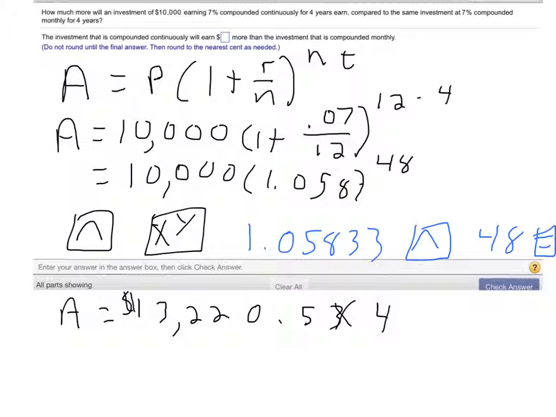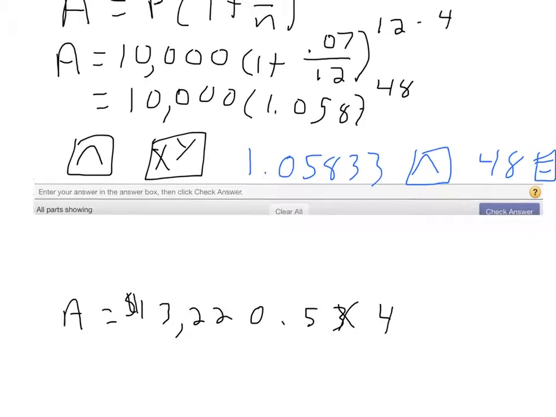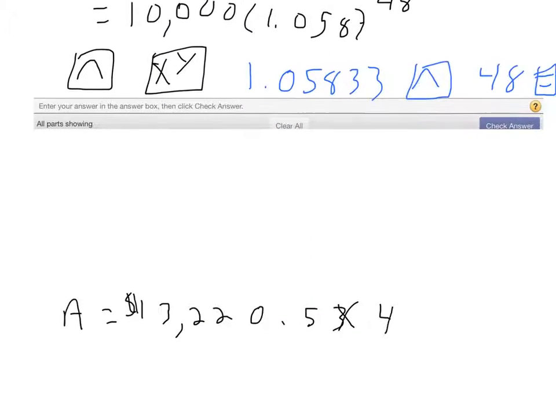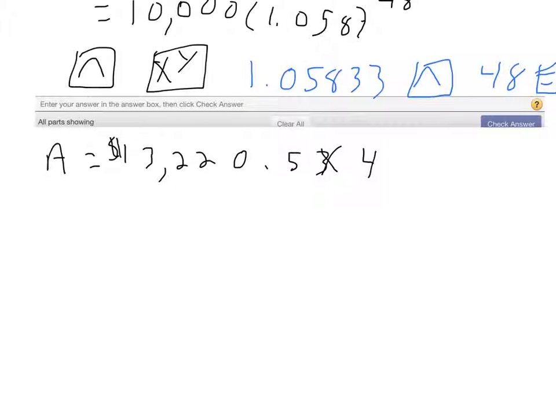Okay, and I need to work the next part. Let's see if it'll let me move all this up here. I need to redo this problem, but compounded continuously. That's a different formula. Let me put here the formula for compounding continuously. It's not quite as long. It's A equals P E to the RT power.